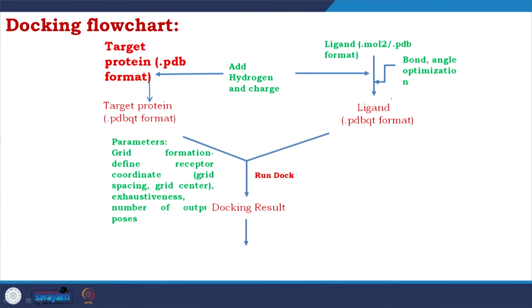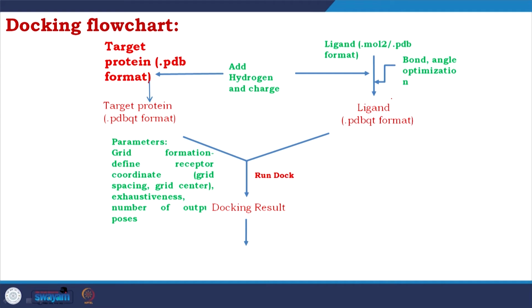Now, you could optimize bond angles, especially if you remember in case of ligand I talked about rotatable bonds. I will talk about that also, because if a molecule has more rotatable bonds, it could change conformation, so it comes with flexibility issues and all. We will talk about them.